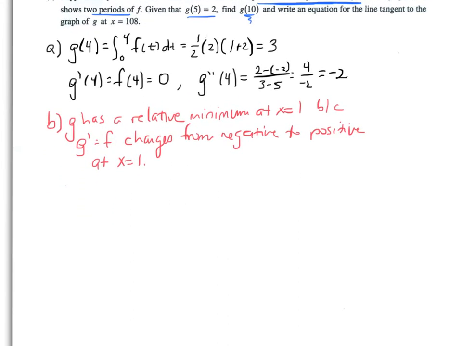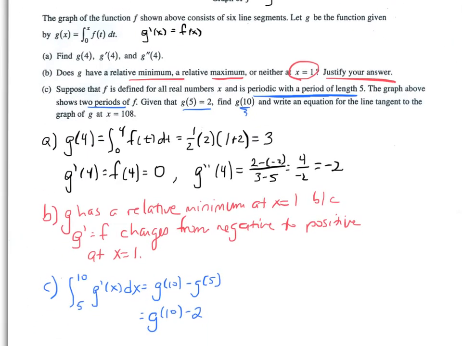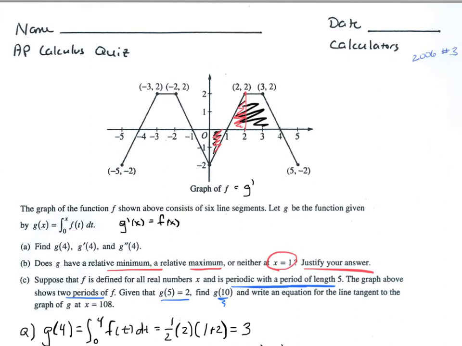Well, we can go about that by saying, well, if we integrate from 5 to 10 of g prime, that would be g of 10 minus g of 5. Now they gave us g of 5, we know that that's 2, but we need to find the integral from 5 to 10 of g prime. Well, remember, g prime is f, which is our graph above, so we need the integral from 5 to 10. And the integral from 5 to 10 would be equal to the integral from 0 to 5, or from negative 5 to 0.